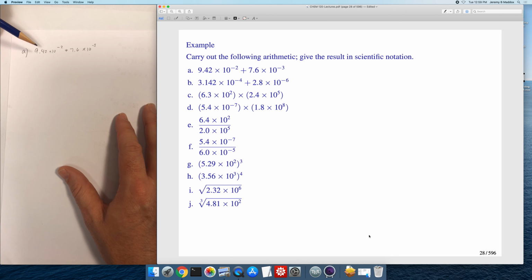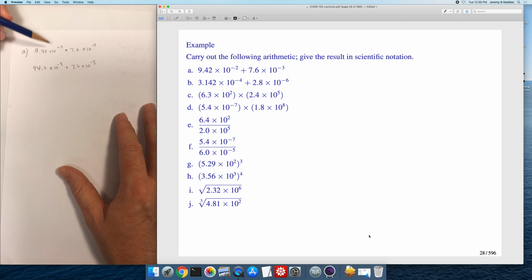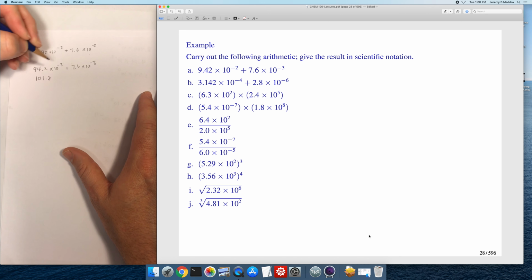And there are different ways of doing that. What I like to do is change the number with the larger power, that's the 10 to the minus 2 in this case, and make it the same as the number with the smaller power. So I'm going to rewrite this number as 94.2 times 10 to the minus 3 plus 7.6 times 10 to the minus 3. Notice I made the power smaller, so I need to make the significand bigger, so that it's the same number. And now you can just combine the two significands, so 94.2 plus 7.6 gives us 101.8 times 10 to the minus 3.